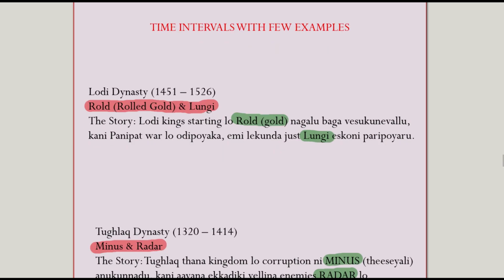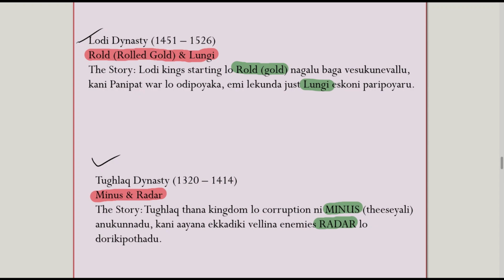Okay, next up, time intervals with few examples. Here we are going to learn about time intervals. Here you see two dynasties, the Lodi dynasty and the Tughlaq dynasty. For the Lodi dynasty, the keywords are rolled and lungi, and for the Tughlaq dynasty the keywords are minus and radar. The story is very simple. Lodi kings started to wear rolled gold. You all know about rolled gold, right? Duplicate gold. After they lost the Panipat war, they ran away from their kingdom.